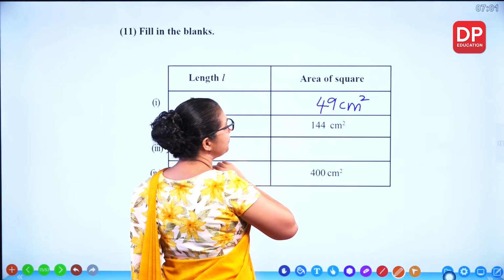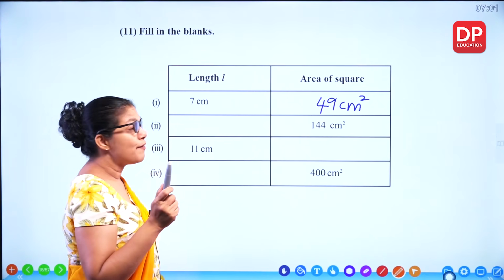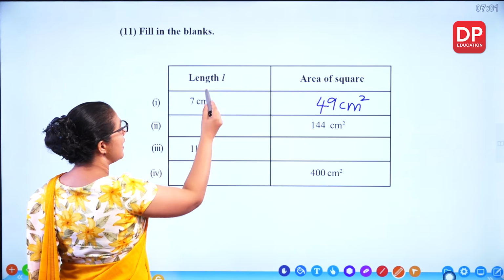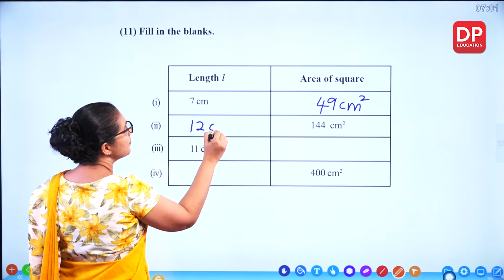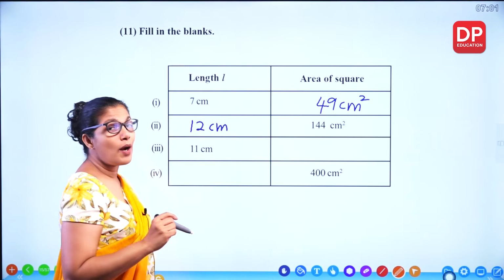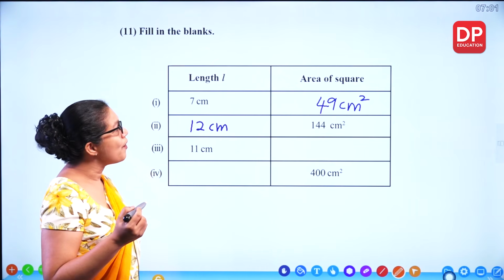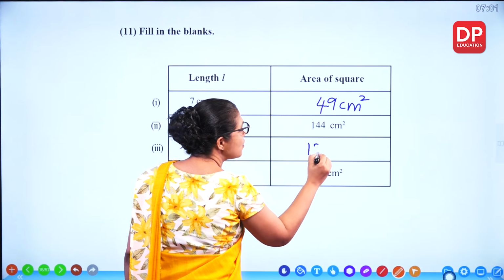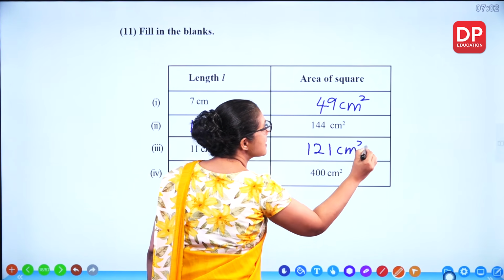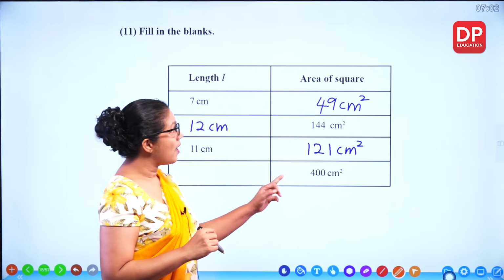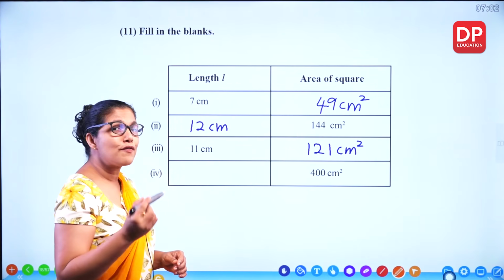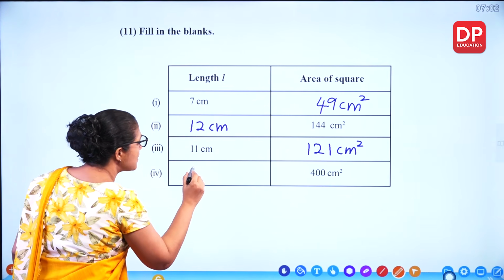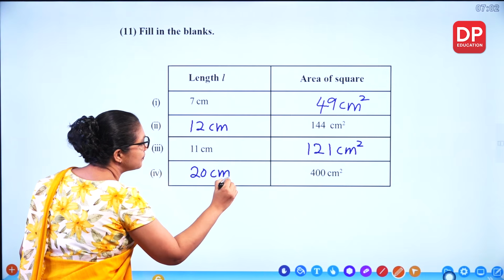Now look at this one. Area is 144. How do you get 144? 12 times 12. So the length is 12 centimeters. Look at this one. Length is 11. So how do you find the area? 11 times 11 is 121 square centimeters. And this one, the area is given as 400. How do you get 400? 20 times 20. So the length becomes 20 centimeters.